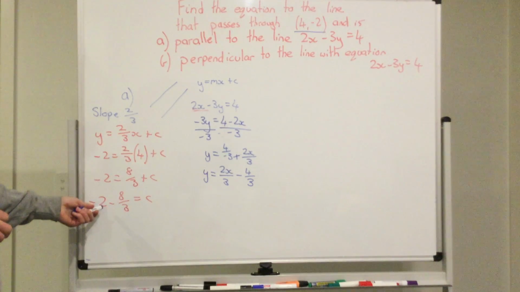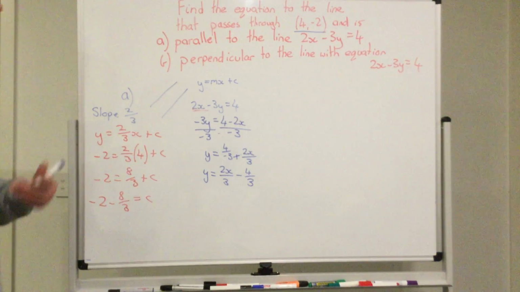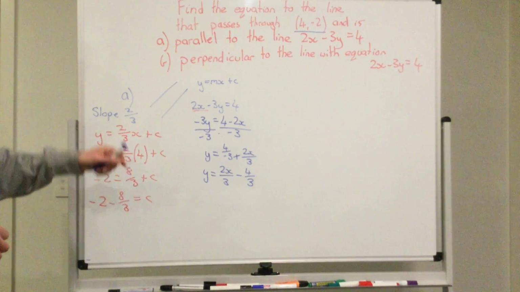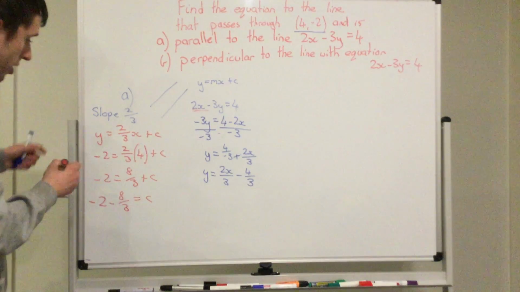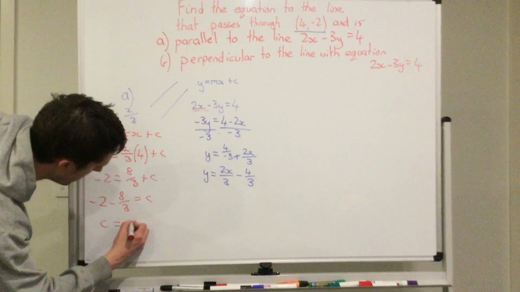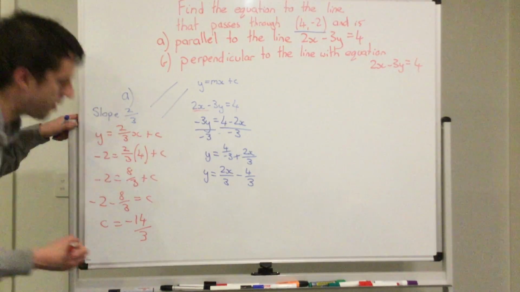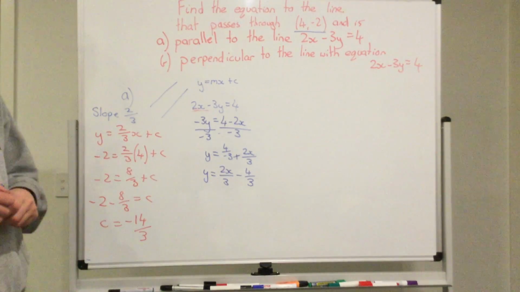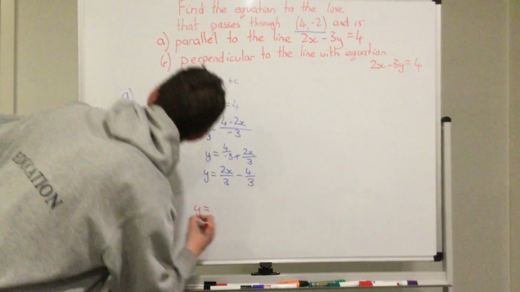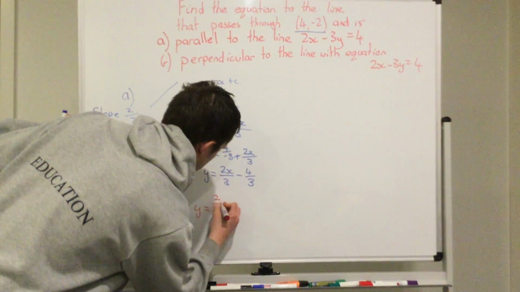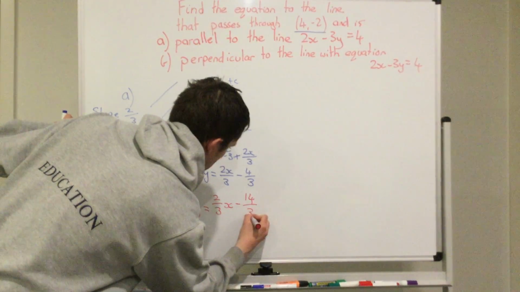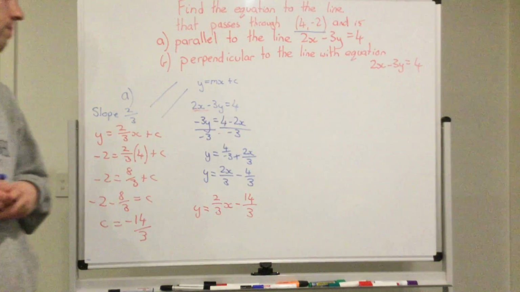Negative 2 is the same as negative 6 over 3, so I'm going to go 6 plus 8, so it's negative 14 over 3. So c equals negative 14 over 3. Now I have my equation. I have y equals my gradient, 2 over 3, x minus 14 over 3. And there we have it.